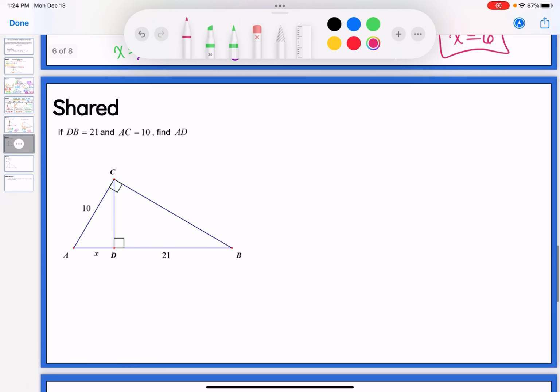All right, here's another one. Let's see. This time it says DB is 21, AC is 10. Find the length of AD.